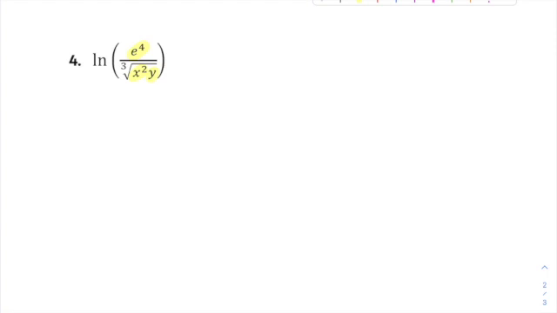So you might like to either take a step and rewrite it or make a mental note to yourself that the cube root of x squared is really x to the 2/3. And the cube root of y is really y to the 1/3. So when I break this up, this is ln of e to the 4th, and then I'm dividing by that, so it's going to be minus the ln of x to the 2/3 minus ln of y to the 1/3. And now those exponents have to come out in front using the power rule.